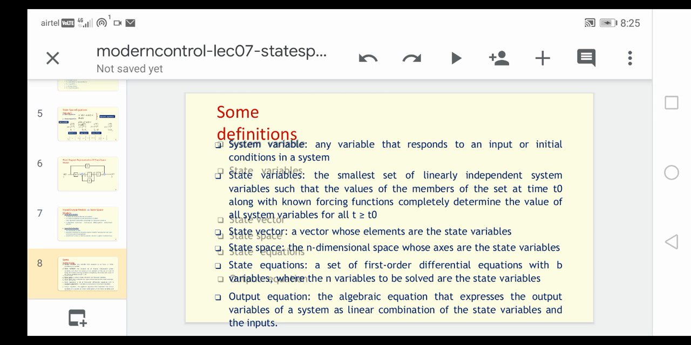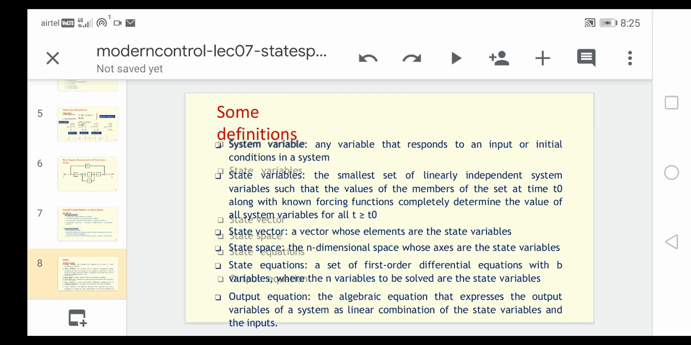A system variable is a variable that responds to an input or initial conditions in a system. Whatever the variable may be, for example current or voltage, it varies whenever you give some input. Those variables we call system variables.